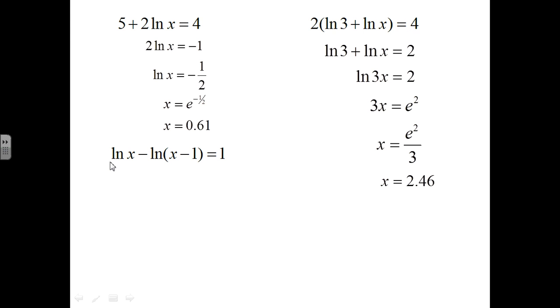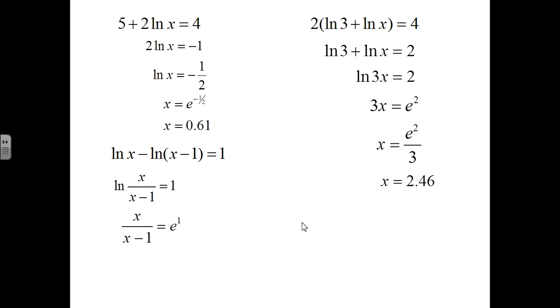Next one. This is probably by far the hardest one out of all of these. So when you look at it, we are subtracting two natural logs. So just like in the previous example, we're going to rewrite this as a single log of a single quantity. And since these are being subtracted, I'm going to take the x and divide it by the x minus 1, still equal to 1. And now, because it's a single quantity, I can exponentiate, and I get x over x minus 1 equals e to the 1, which is really just e, right?